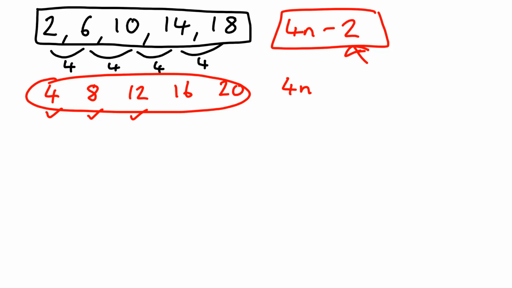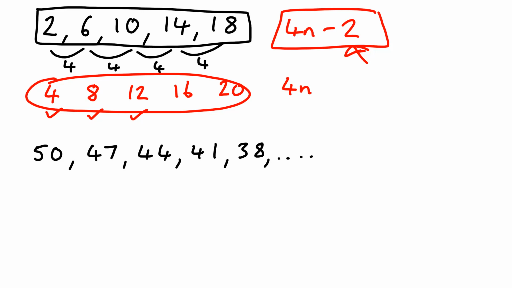If they're going down in equal steps, let's have a look at an example. Let's say we have 50, and we'll say it's going down in 3s. So we've got 47, 44, 41, 38, and so on. We can see again this is a linear sequence because the gaps are the same. The first difference in each case is to take away 3, so the gaps are minus 3.